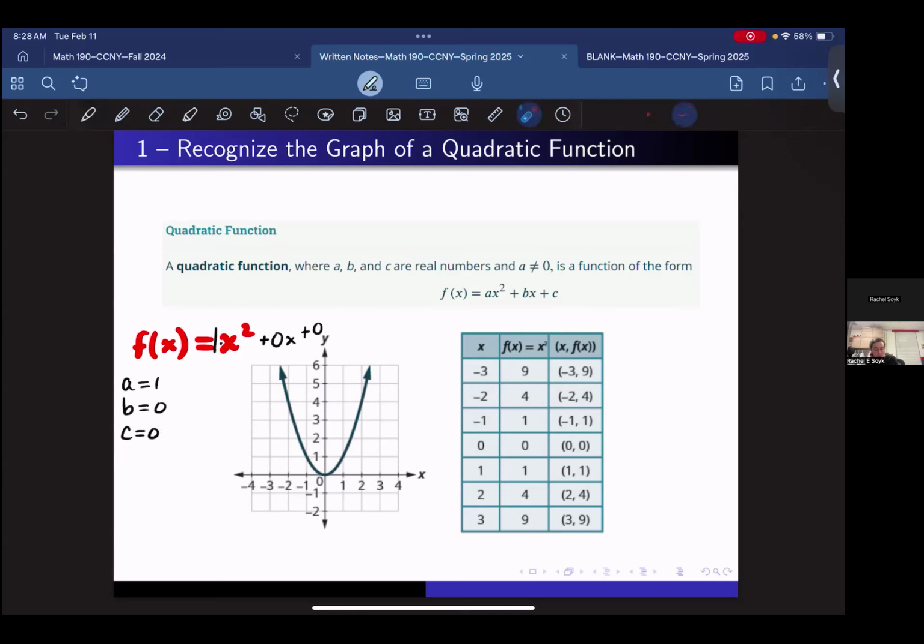On that right-hand side, we just have our table of values. If you plug in -3 into our function x squared, we'll spit out 9. So a point -3 comma 9 is represented on our graph here if we were to extend our parabola.